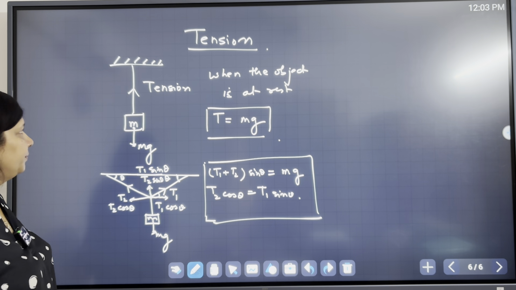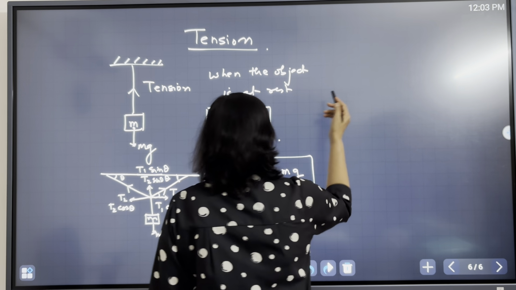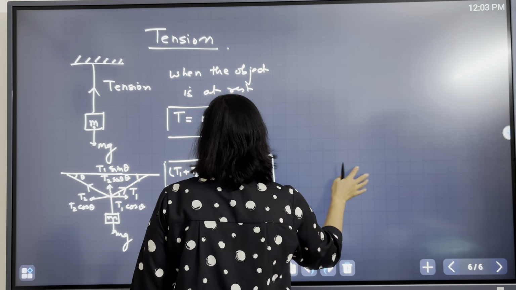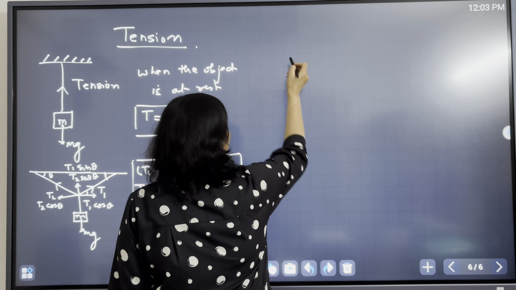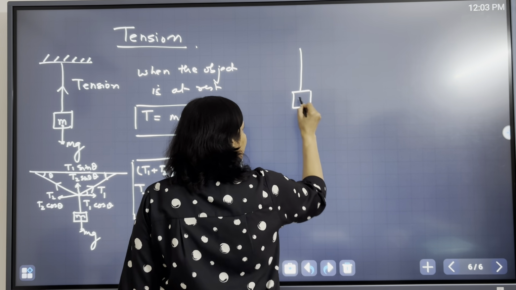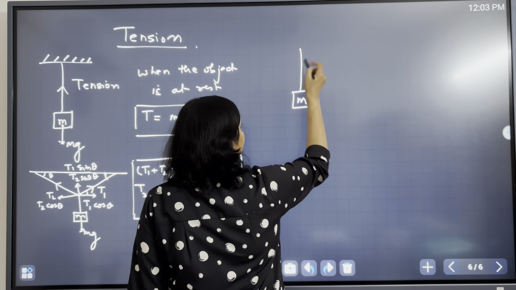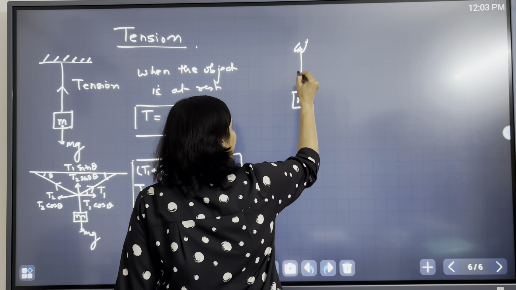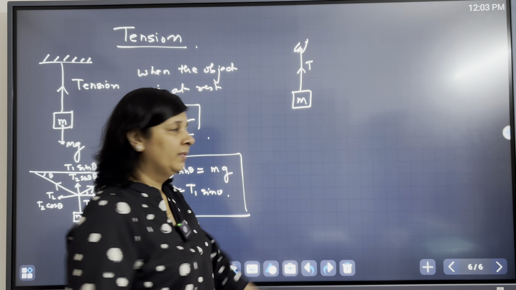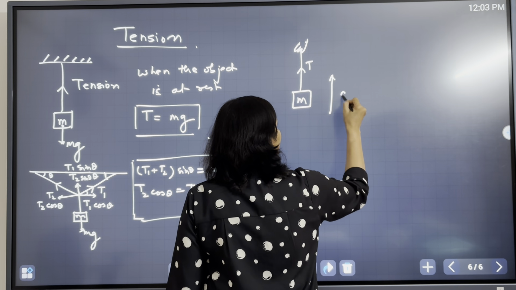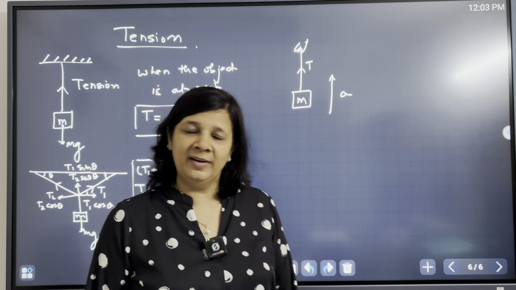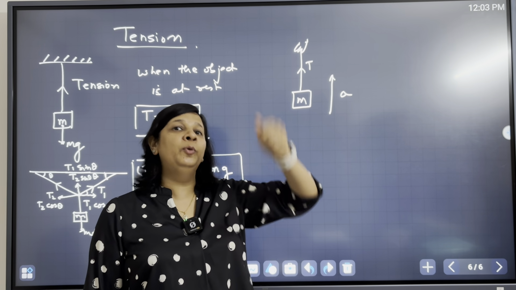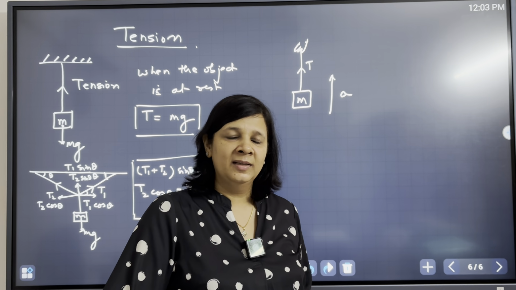Okay, now let us take another case. For example, if there is a rope attached with a block of mass m, and I am holding this, pulling this up with a tension T, and the block is accelerating upwards with A. Then A is given, find the tension, the force with which I should pull it upwards. How will you do that? Just pause and think.